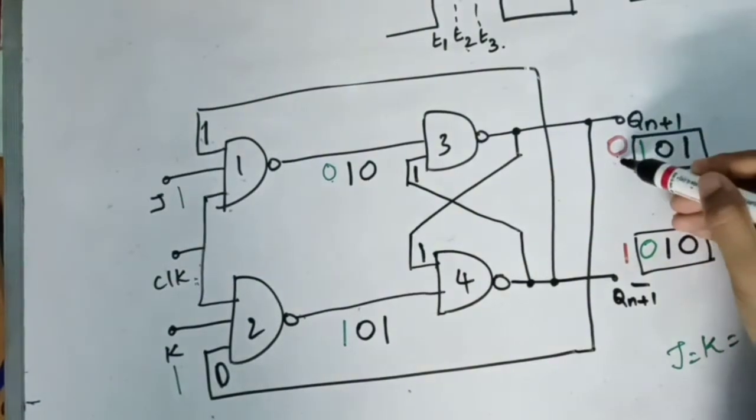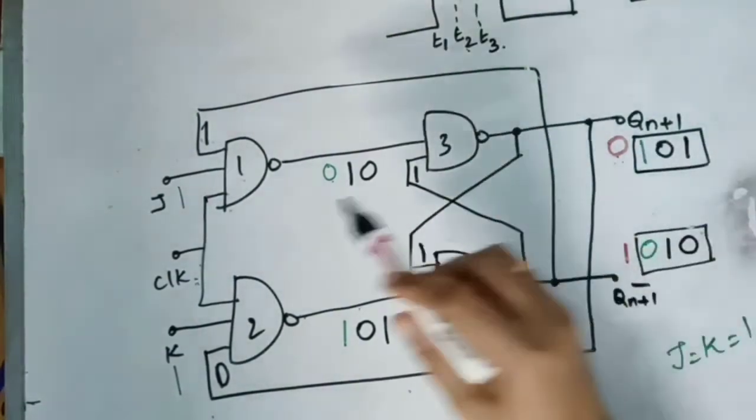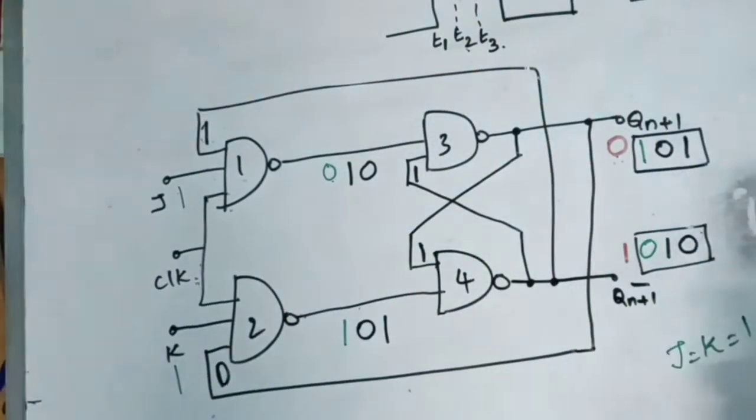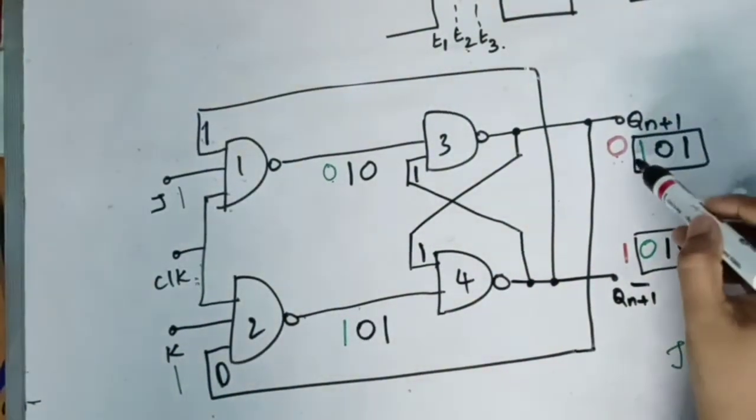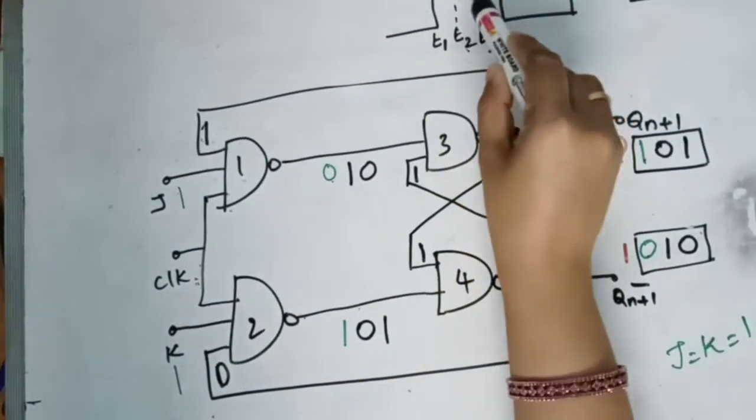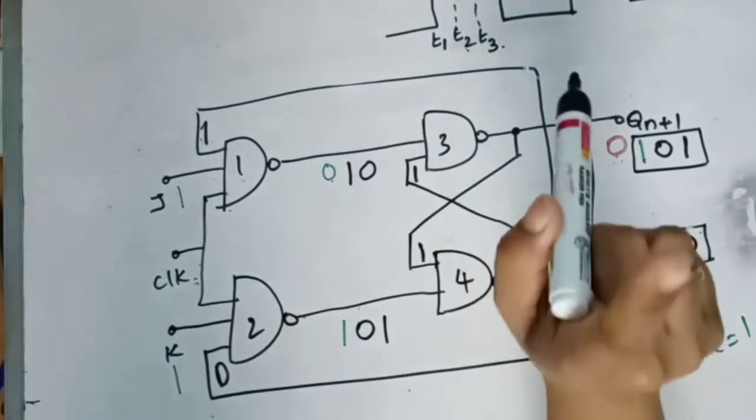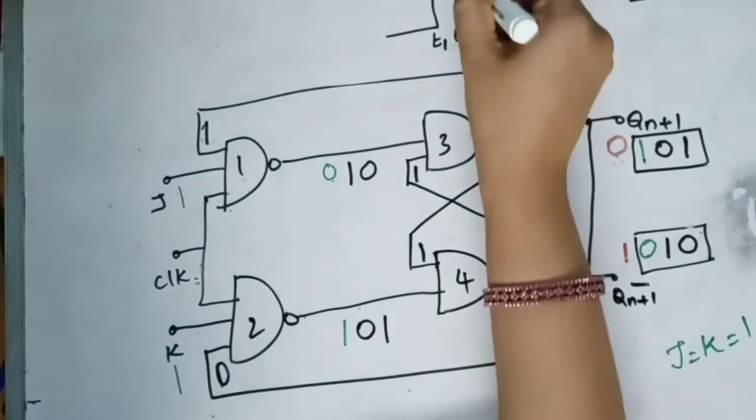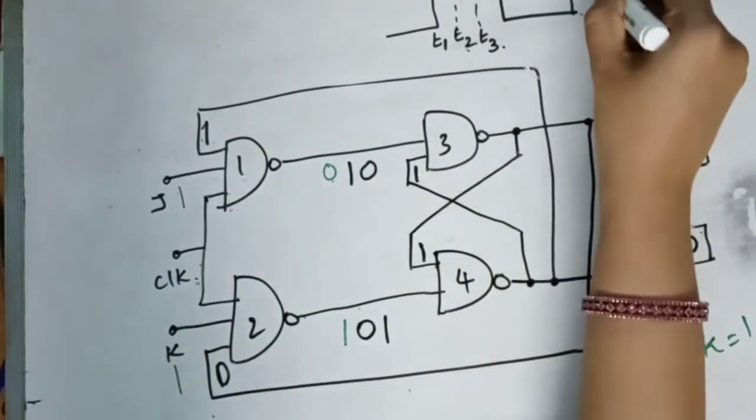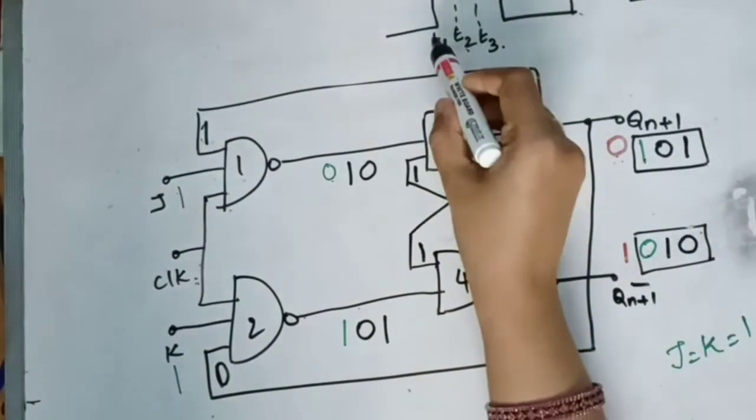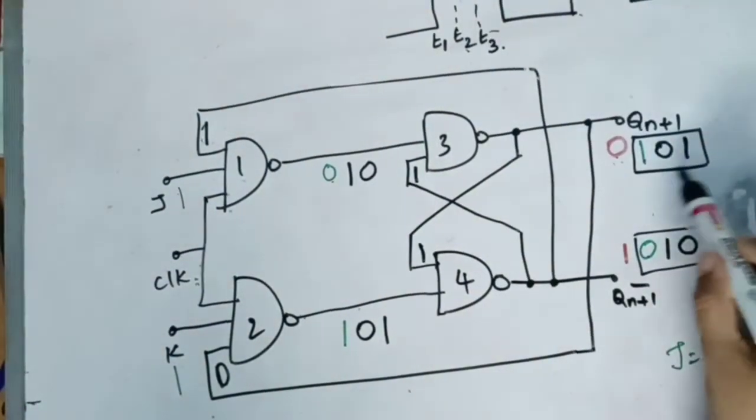When my previous state was 0, I gave J equal to 1, K equal to 1 and applied the clock. I should get only this 1 and this 0 here. Instead, for the same clock, I applied the clock only once. I did not reach here. This is my first clock. This is my second clock. In the first clock itself, I got many answers.